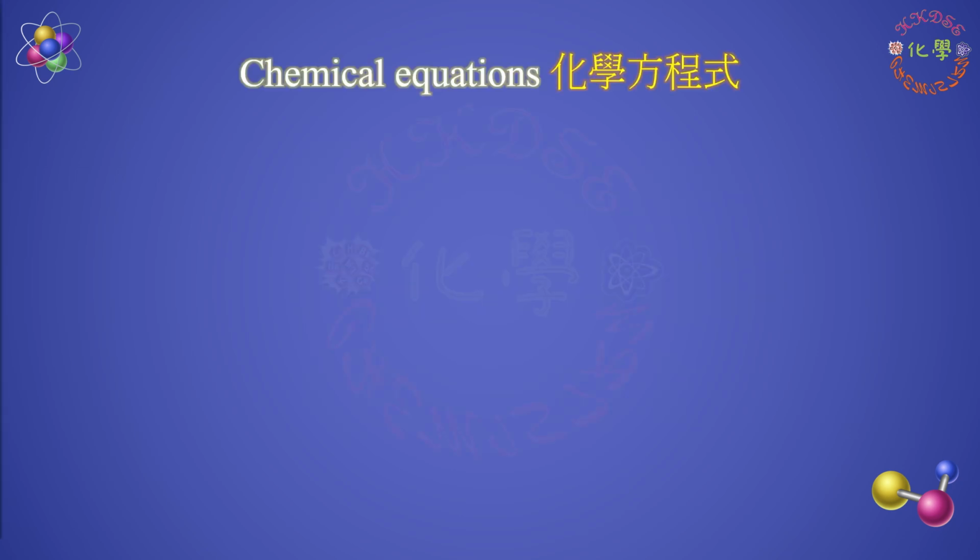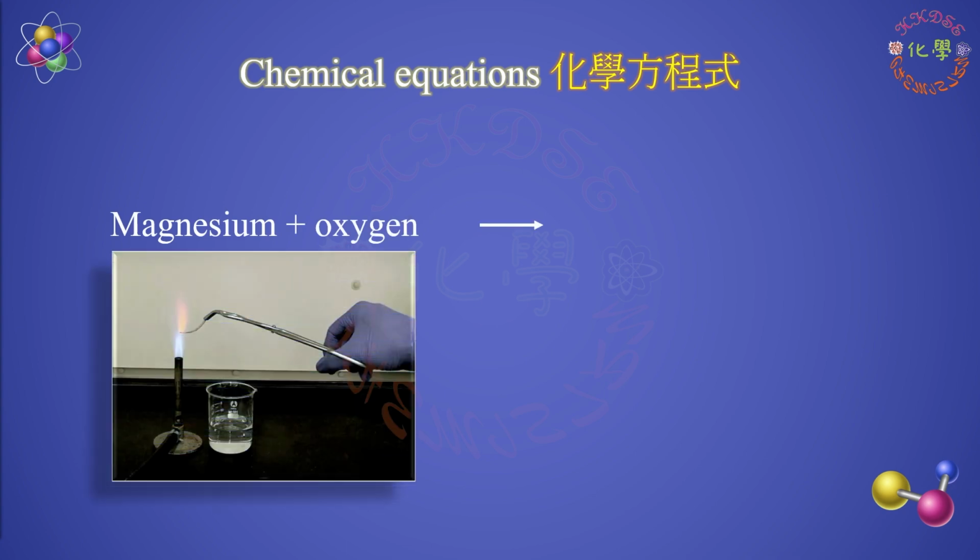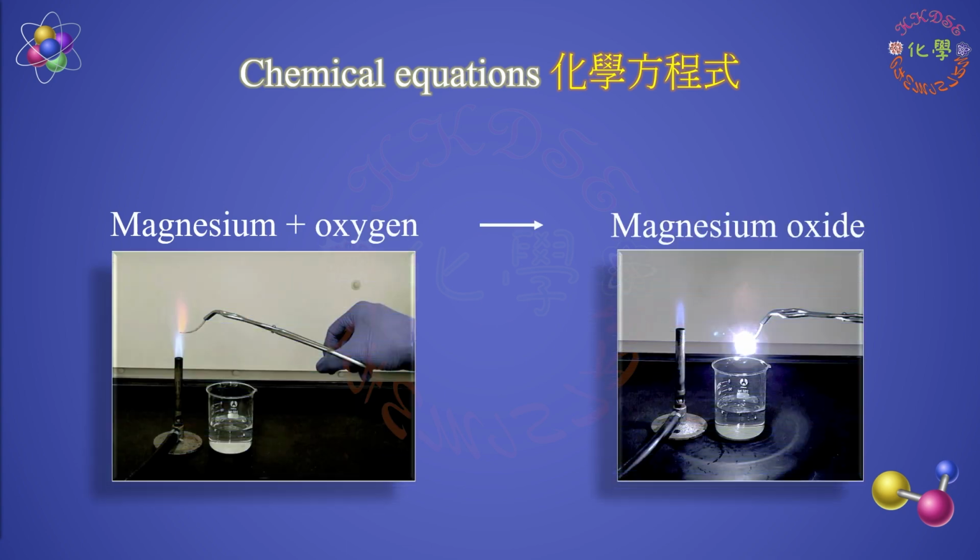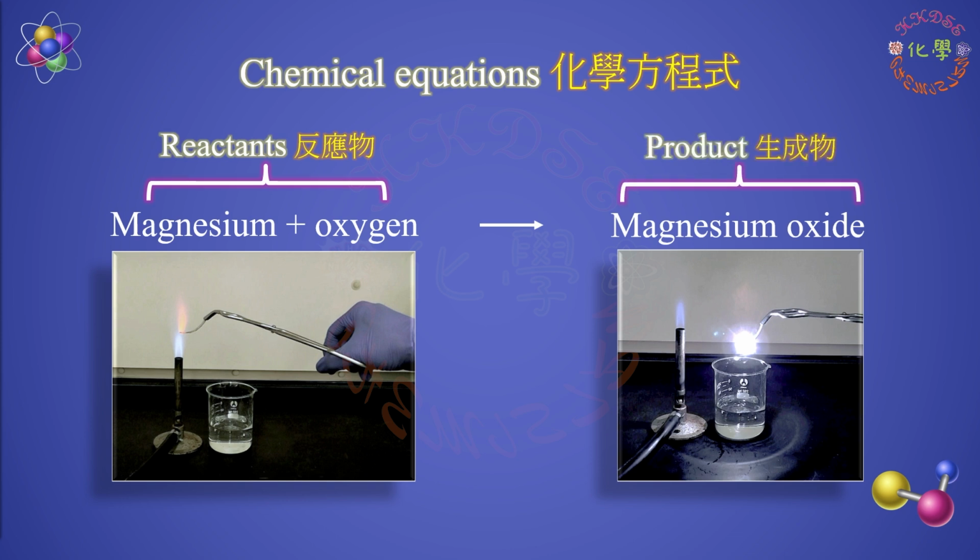One way to show a reaction is with a word equation. When magnesium burns in air, or oxygen, magnesium oxide is formed. On the left-hand side of our equation, we have the magnesium and oxygen that reacted together, and we call these the reactants. On the right we have the molecules that are produced, so in this case magnesium oxide, which we call the products.